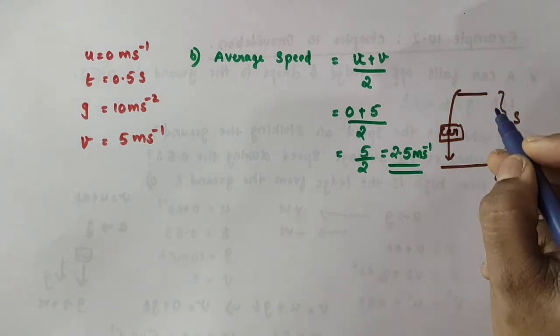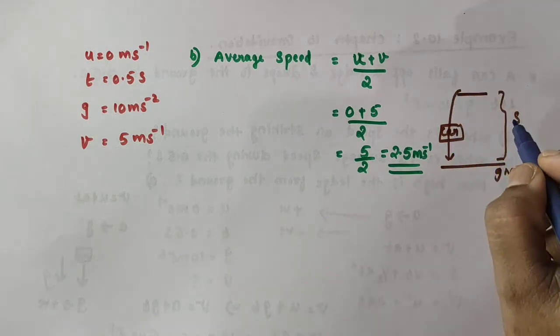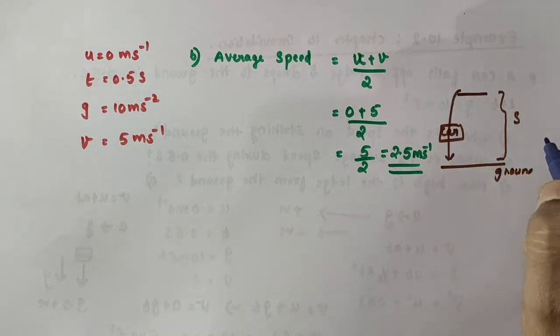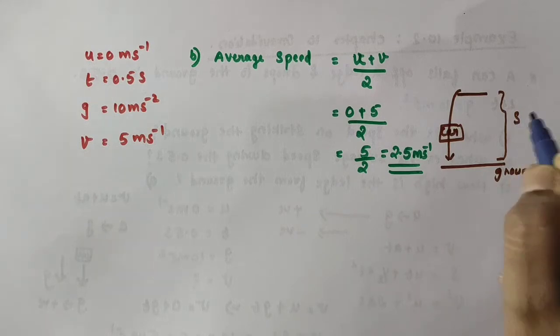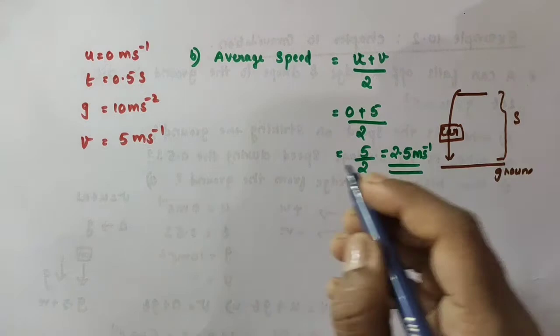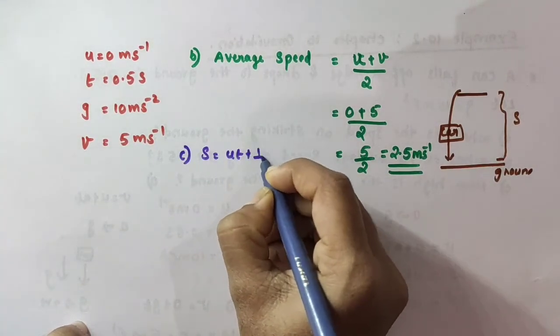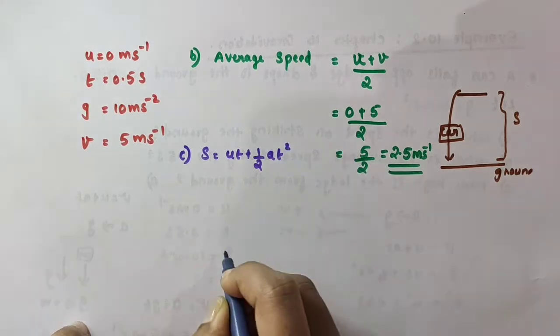So let this height be small letter s. Let s be the distance traveled by the car, that is, s can be taken as the height of the ledge from the ground. Then we have this expression: s is equal to ut plus half at square.